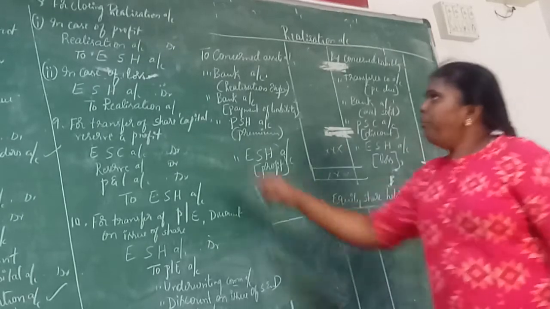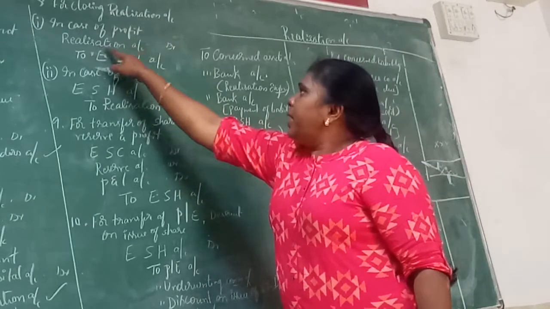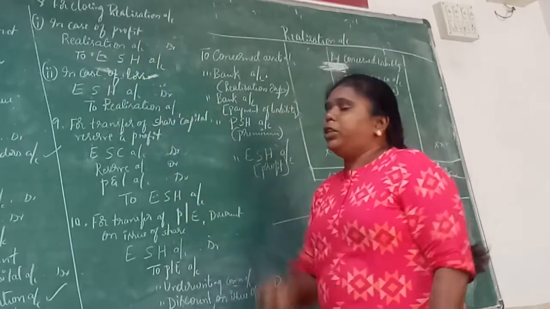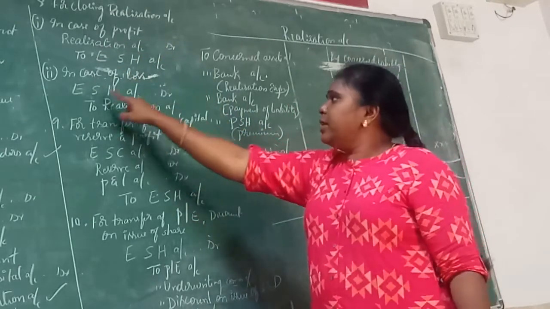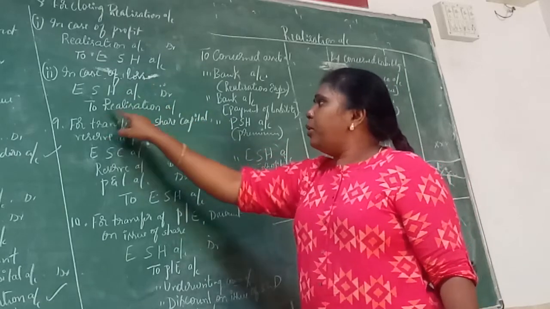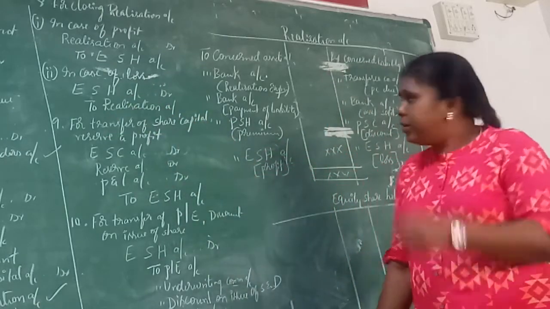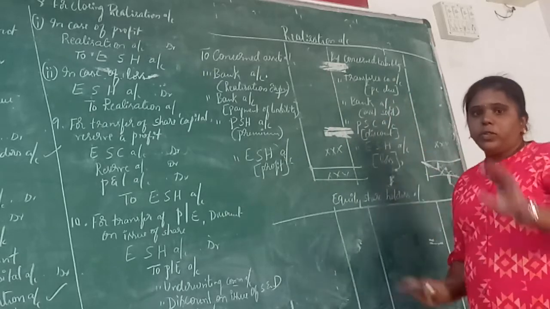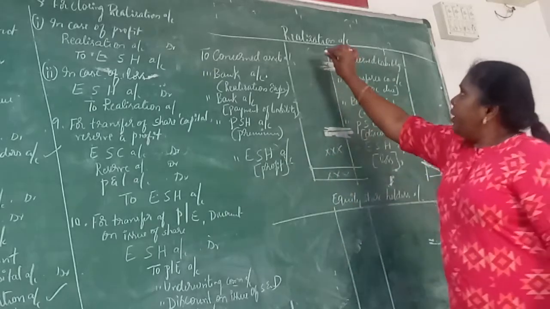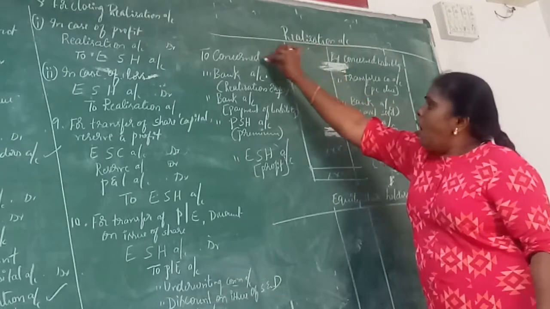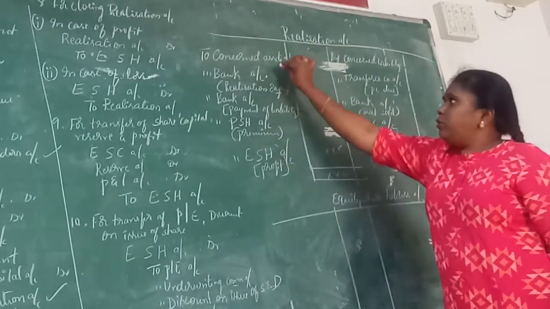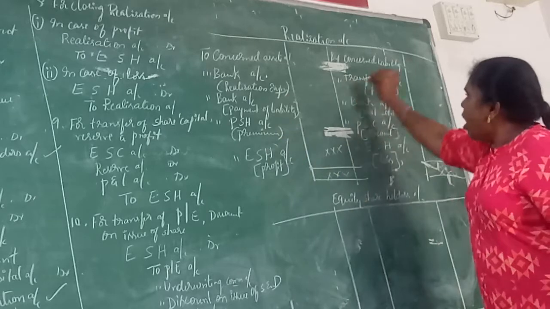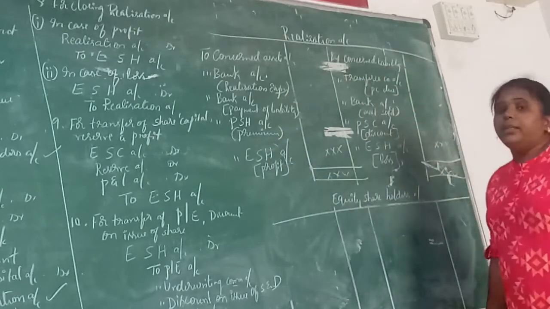So here, in case of profit, realization account debit to equity shareholders. In case of loss, equity shareholders account debit to realization account. So this is the closing of realization account. So simply you can remember, realization is an account. All expenses and losses will be entered in the debit side. All incomes and profits are entered in the credit side.